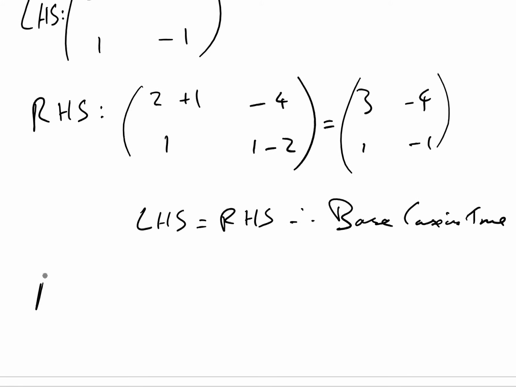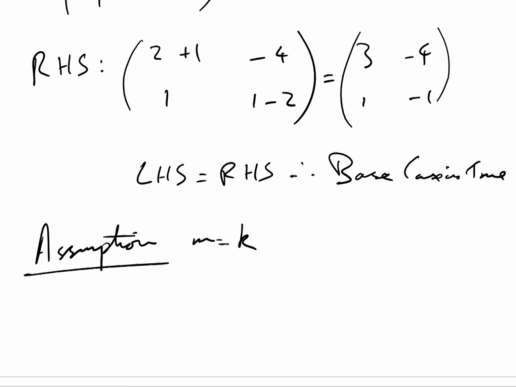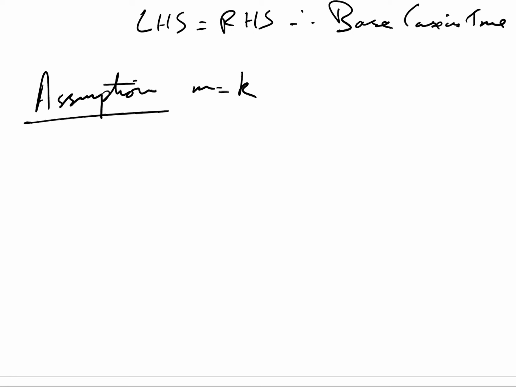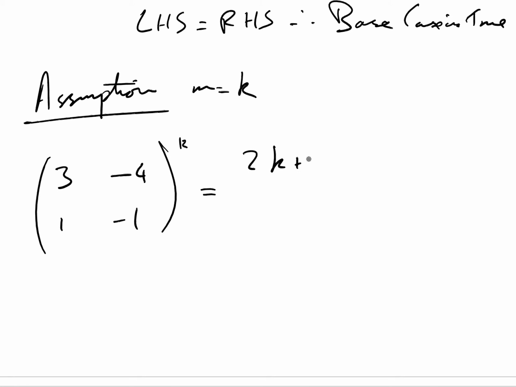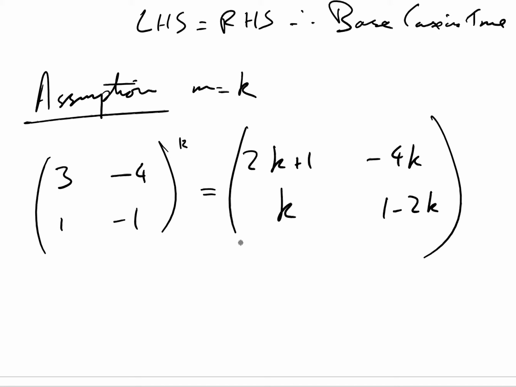Our next step is our assumption step, and that is our m equals k. Okay, so we have got 3 minus 4 on the left, 1 minus 1 to the power of k. That's our left-hand side, and that's going to be equal to 2k plus 1, minus 4k, k, and 1 minus 2k. All I've done there is I've just replaced m with k.